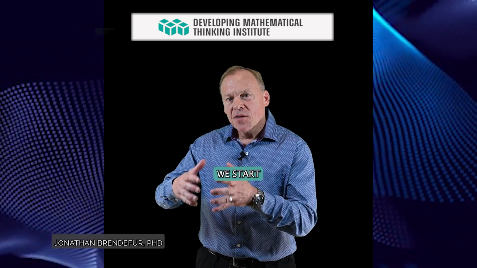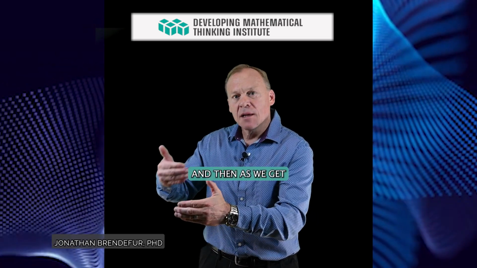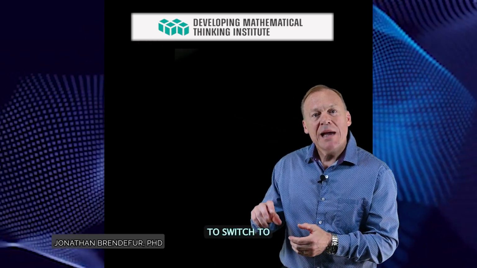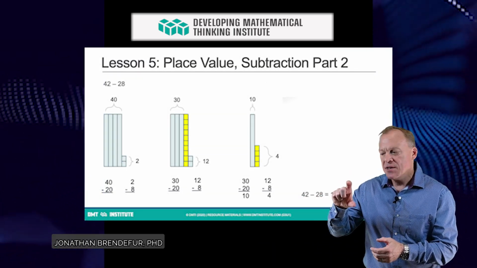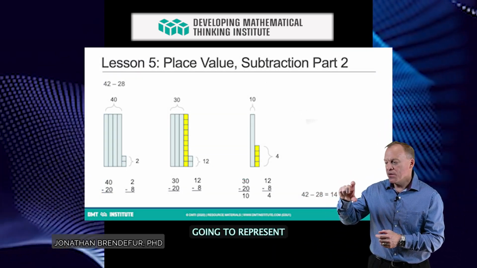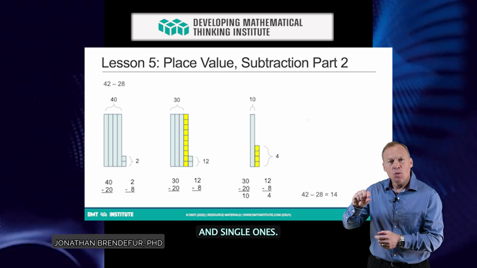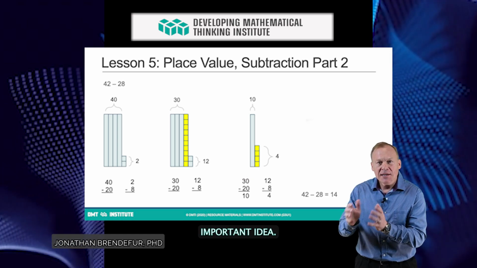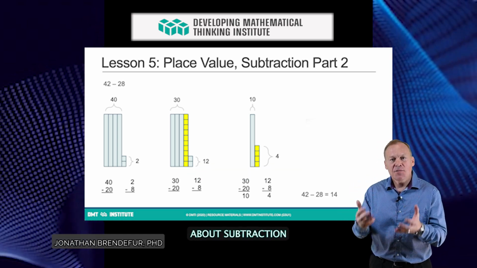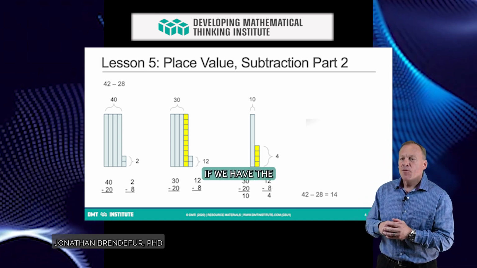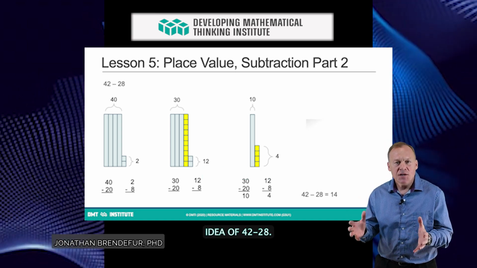So now as we start thinking about these models, we have the number line and the bar model. And then as we get bigger numbers, we're going to switch to area models. So we want to see the quantities of 10, and we're going to represent those as 10s together and single ones. That's a really important idea. And then we can start talking about subtraction, where we have the idea of 42 minus 28.